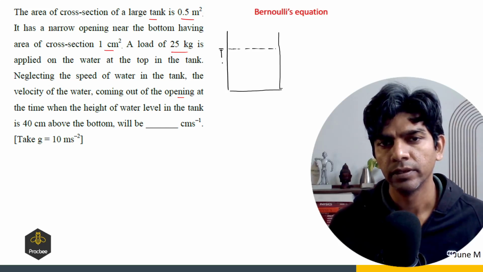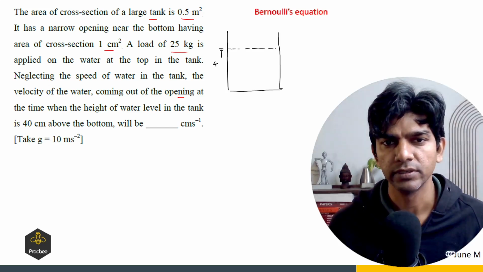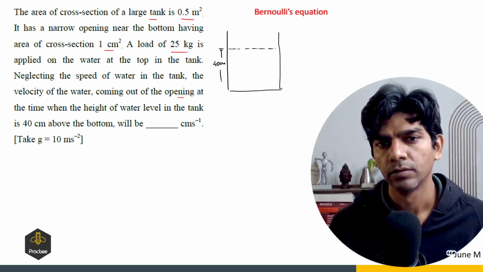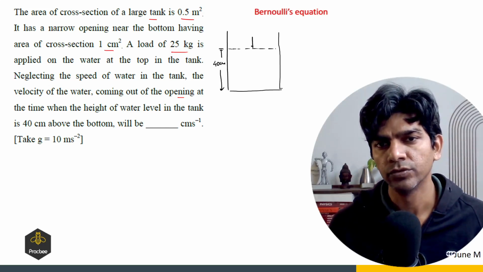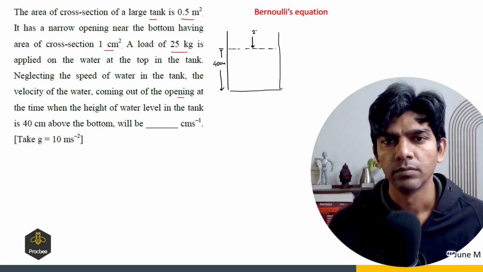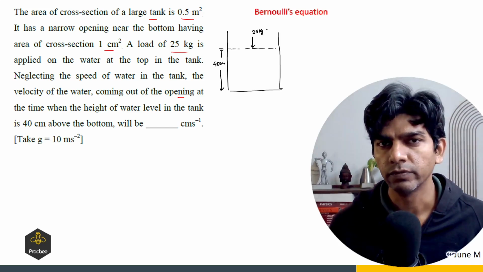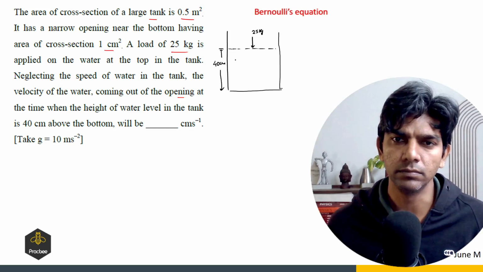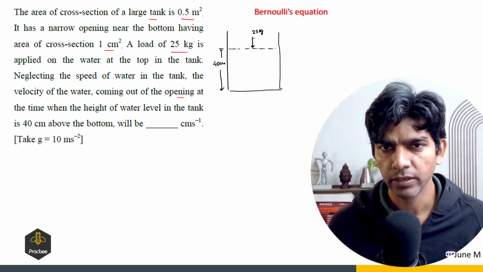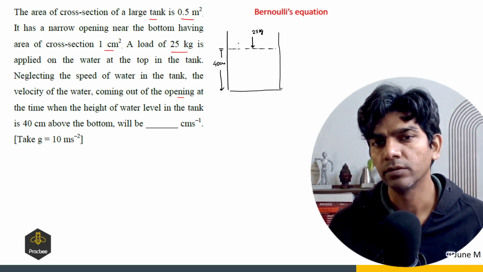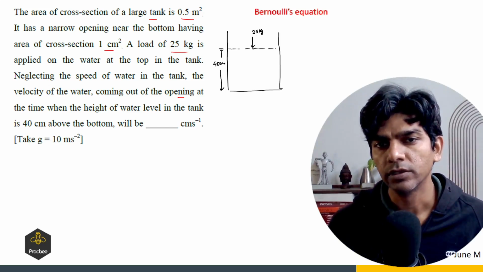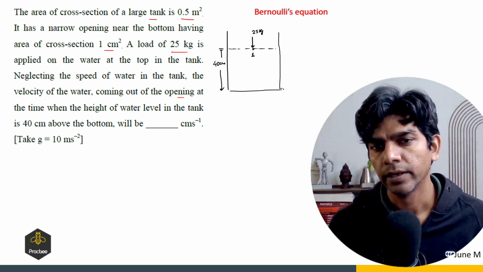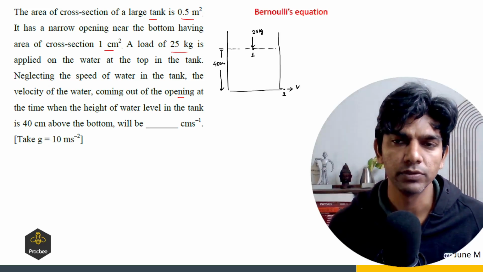And this level is at 40 centimeter from the bottom, and we are exerting a force with 25 kilogram mass. Right, and along with this 25 kilo mass, there will be a pressure exerted by the atmosphere. So let me call this point as 1 and this point as 2, and water is coming out with the velocity v.